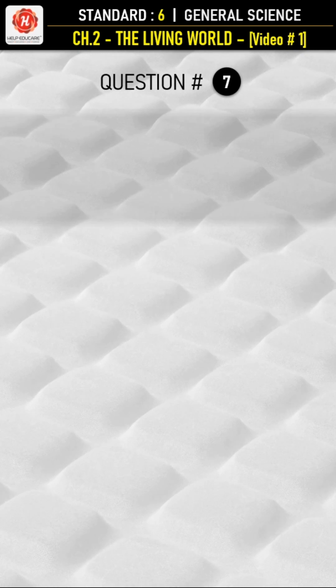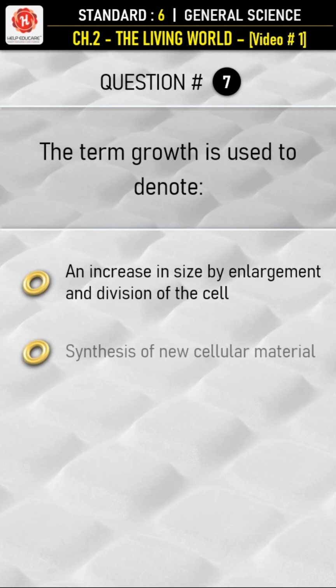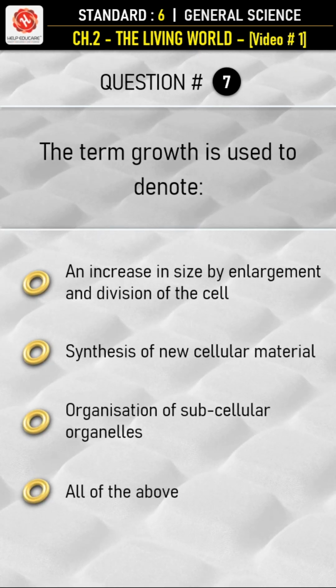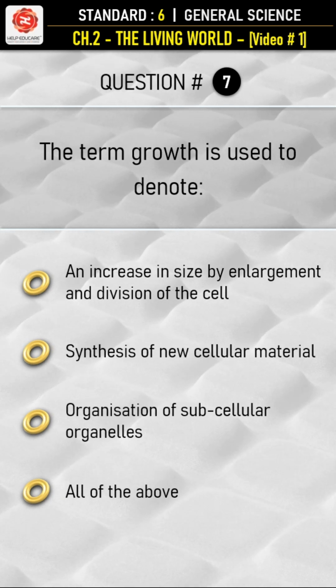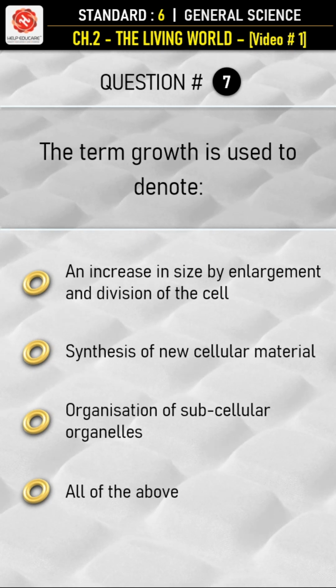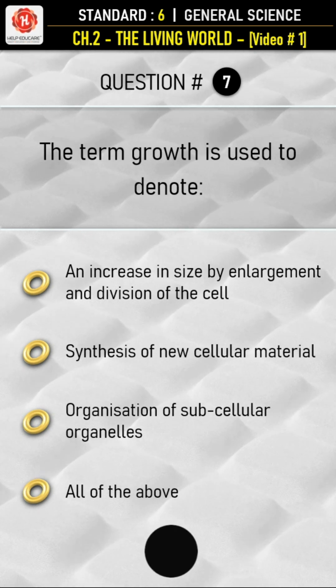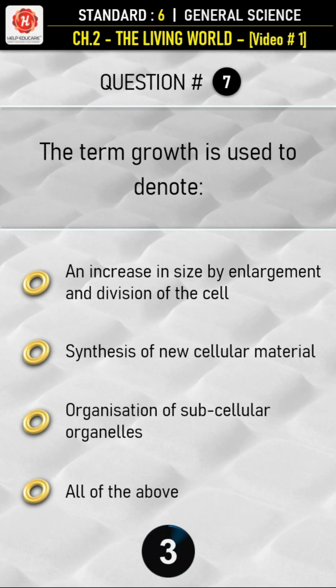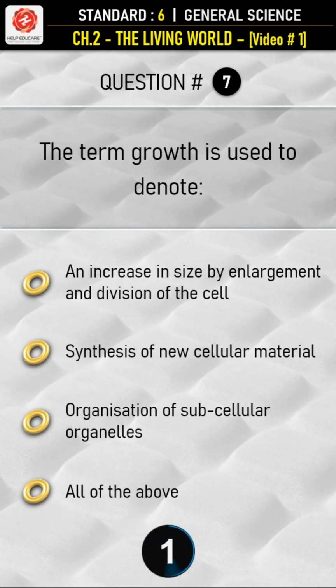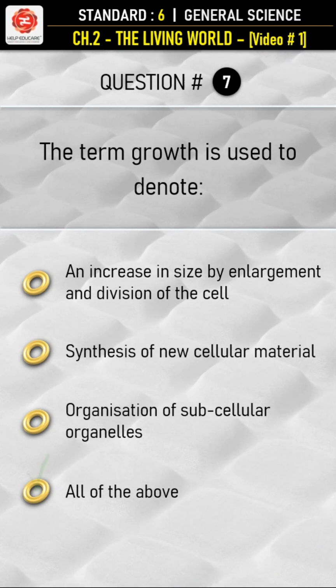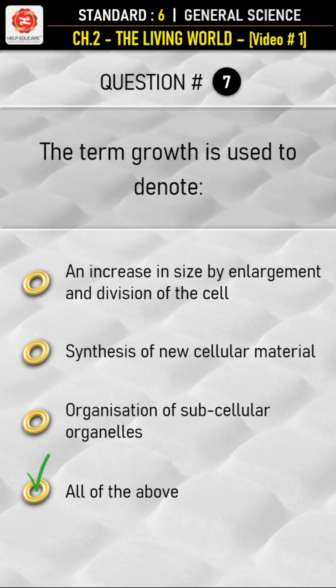Question number 7. The term growth is used to denote first option, an increase in size by enlargement and division of the cell. Second option, synthesis of new cellular material. Third option, organization of subcellular organelles. Fourth option, all of the above. Answer will be shown after 5 seconds. Your time starts now. Correct answer is all of the above.